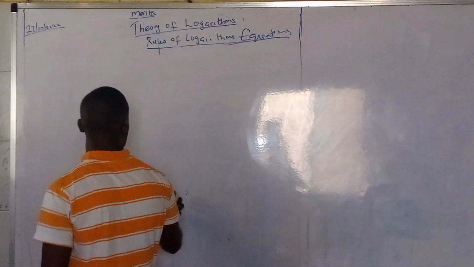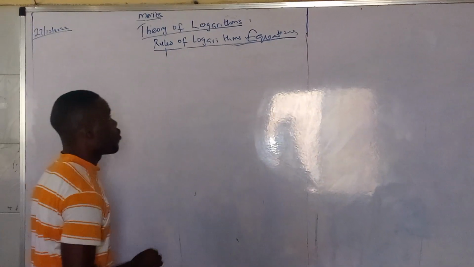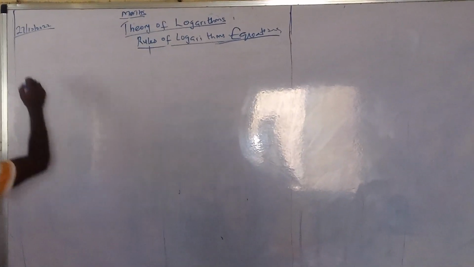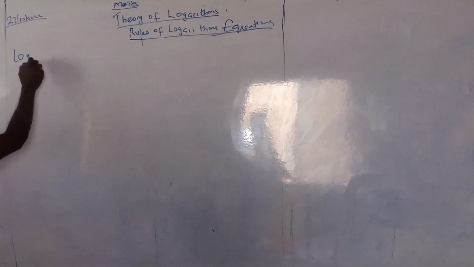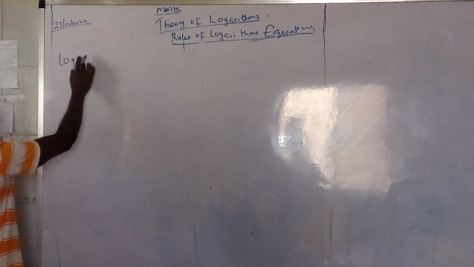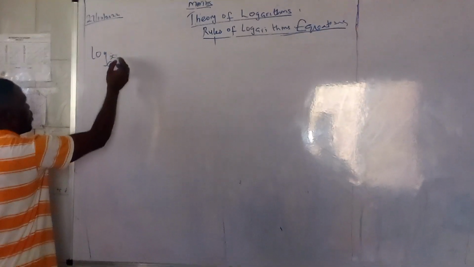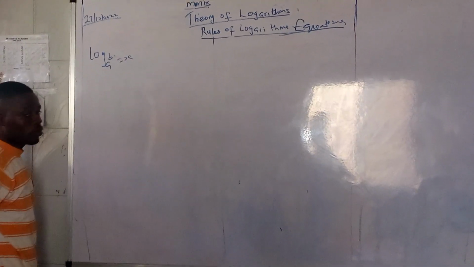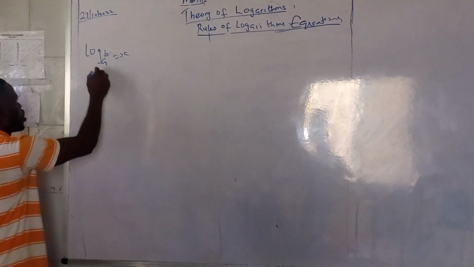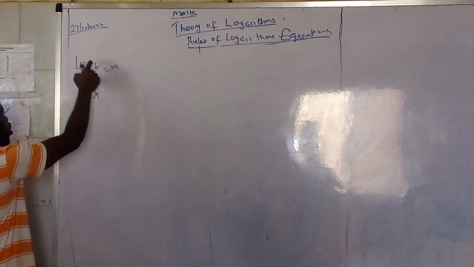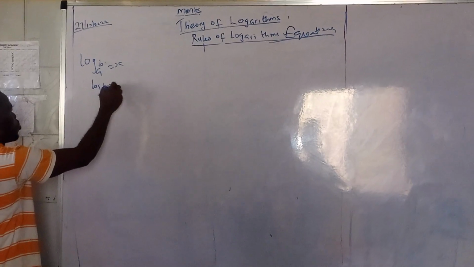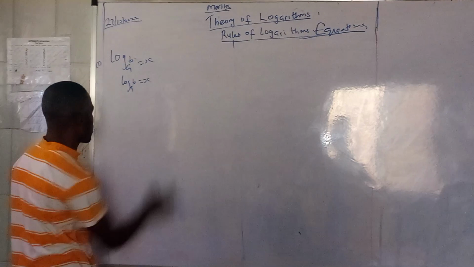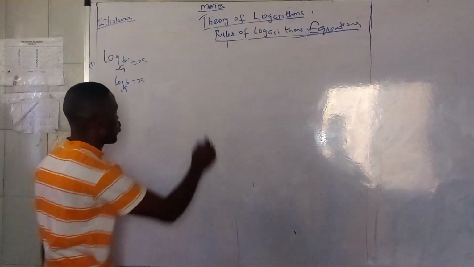So today we'll be looking at the theory of logarithm and the roots of logarithms of equations. Let's start with the first rule that says that if log a to the power of b is equal to x, then we interchange. This will give you a to the power of x equals b. Okay, that's the first rule. So let's use this to solve the equation.